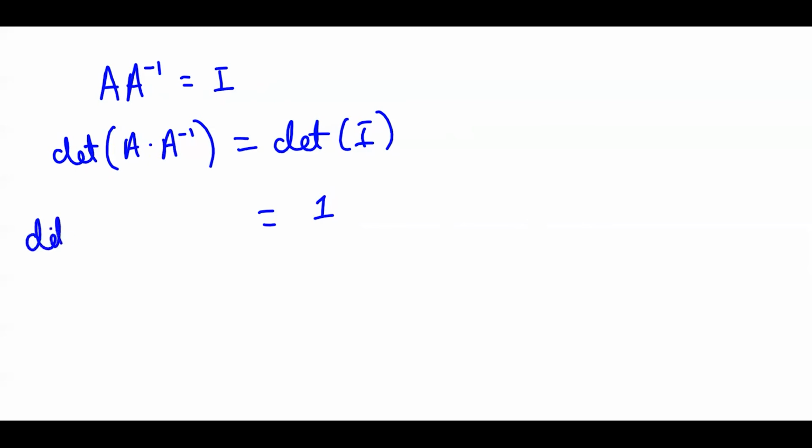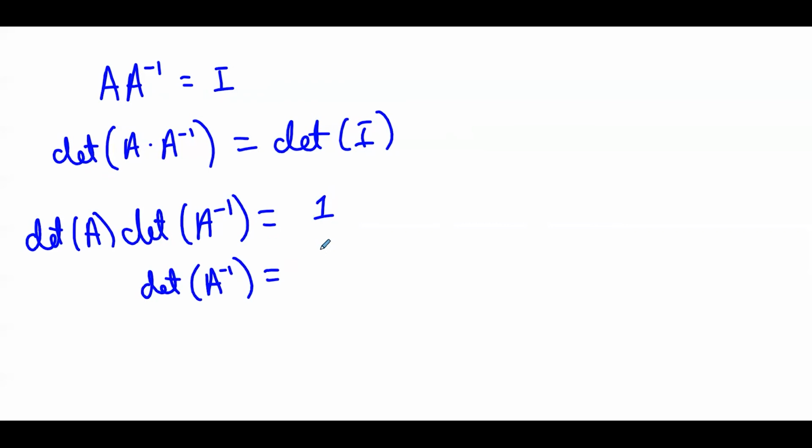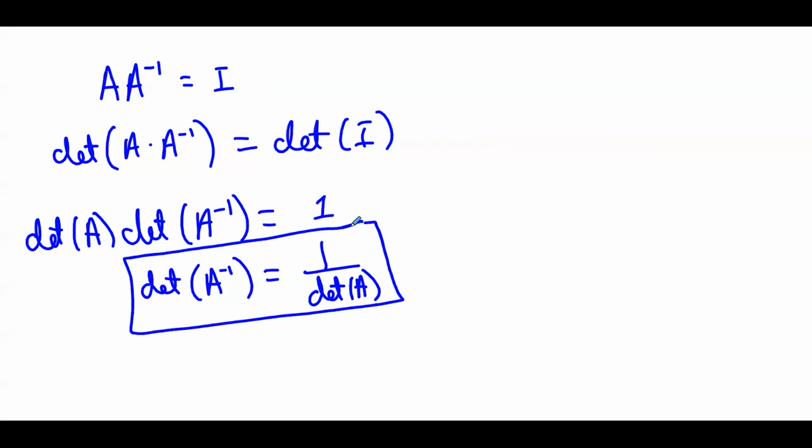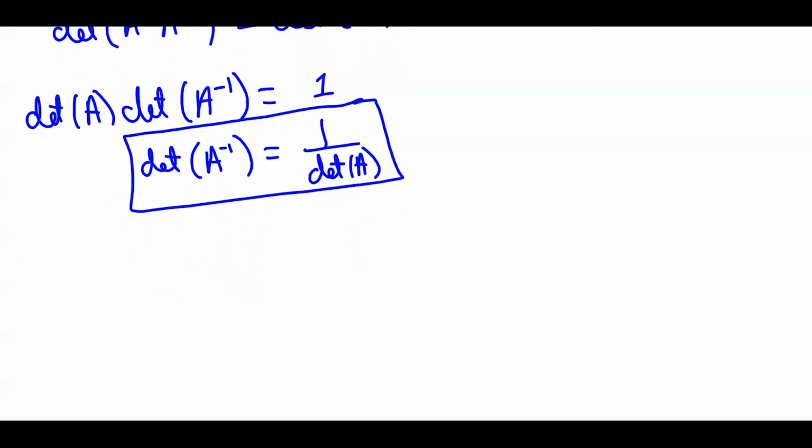A times A inverse, so by the property we just talked about, that's the determinant of A times the determinant of A inverse. This is assuming the inverse exists, by the way. So all I have to do is divide by the determinant of A, and I get a formula for the determinant of the inverse. So if I know the determinant of A, then I automatically know the determinant of its inverse is going to be just the reciprocal of the determinant of A.